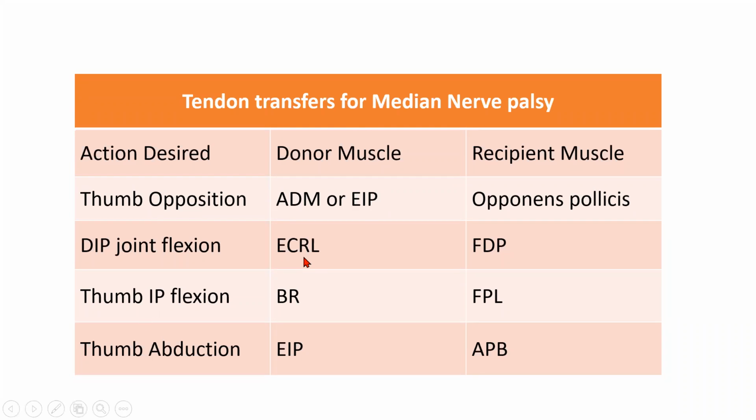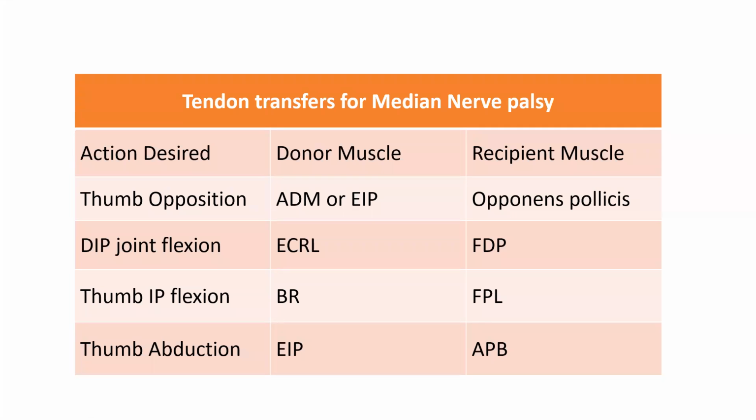So in those cases, you can use the ECRL tendon. Now, how to achieve thumb IP flexion? For thumb IP flexion, the brachioradialis can be used. It is detached from where it attaches to the radial styloid, and attached to the FDP, right? Sorry, the FPL. Okay, sorry, FPL, the flexor pollicis longus.